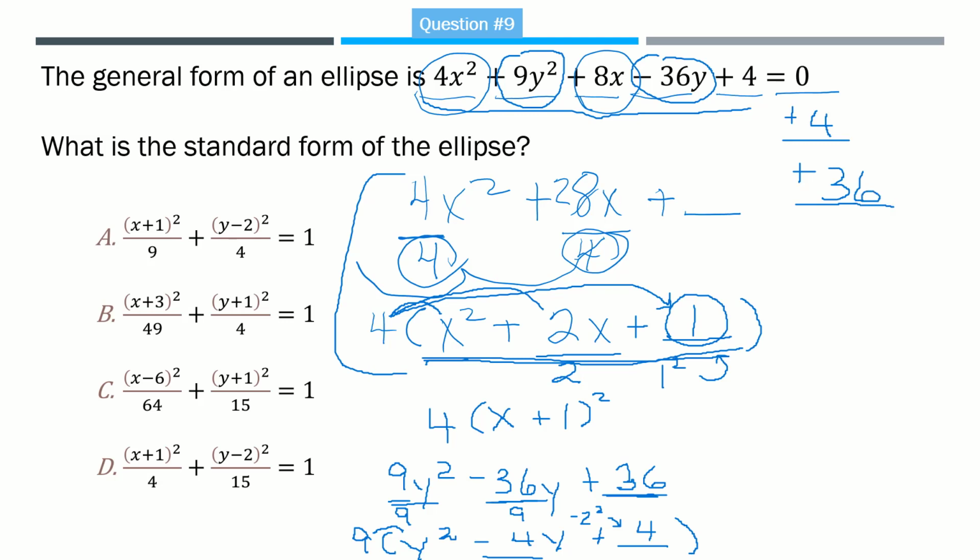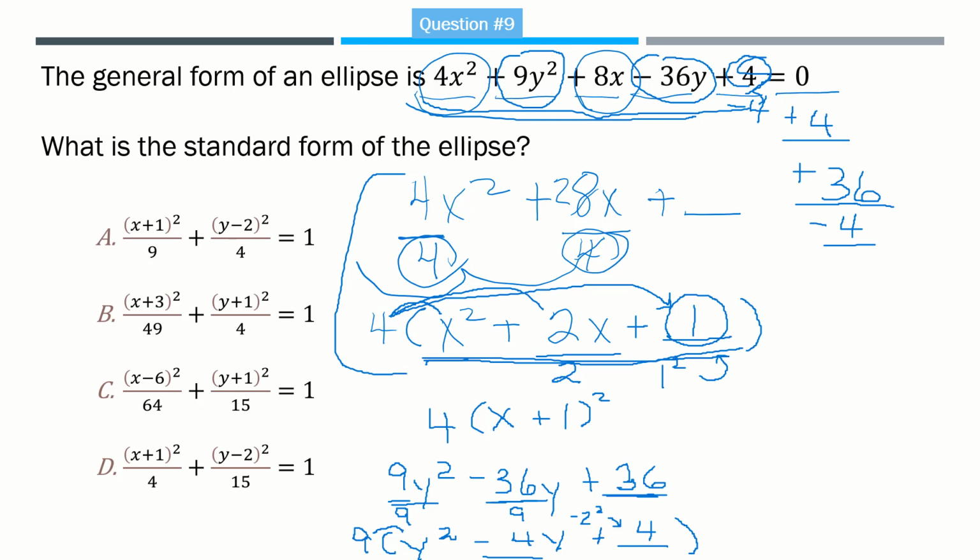I still have this constant 4 right here. So we need to subtract 4 from both sides. So I'll subtract 4 from the left, subtract it from the right. So all we're left with is this: we took these values, completed the square, and then whatever we added to the left, we added to the right.